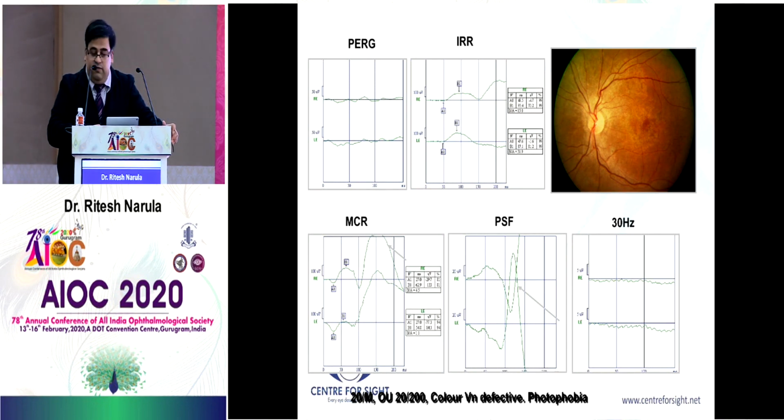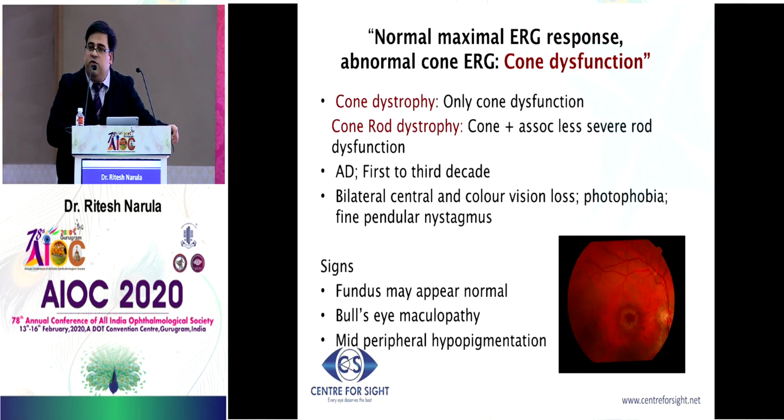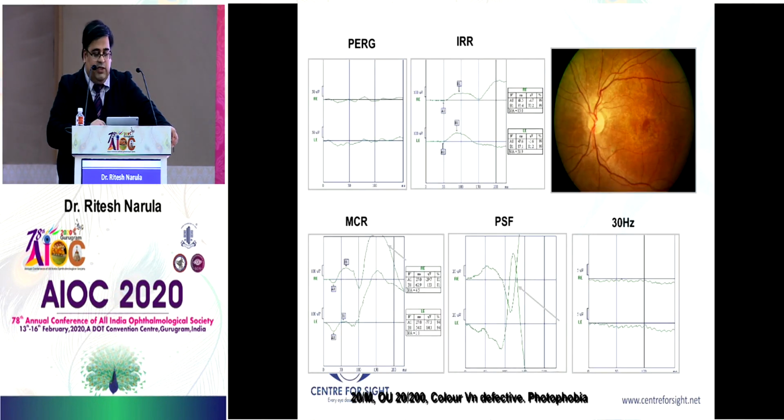This is a patient of, what is it? It's a patient of cone dystrophy or a cone rod dystrophy, which typically also presents with bullseye maculopathy. Just go back and look at the ERG again. So pattern ERG gone, macula is mainly cones. Some amount of rod function is coming, but cone function totally gone. So this is a patient of cone rod dysfunction or cone dystrophy.